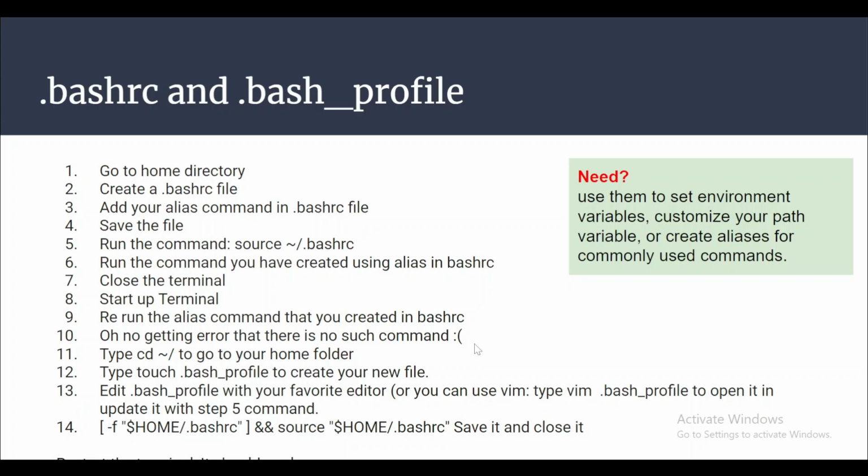Now the third task, to solve the second problem, is to create a bash profile. Again we need to go to the home directory, cd and home directory, and this time we will create a new file called dot bash profile. Within the bash profile we are going to add a simple command, which I will explain, and then we will restart the terminal. After that we don't have to source the bashrc file. It will do it automatically. Okay, so let's do it.